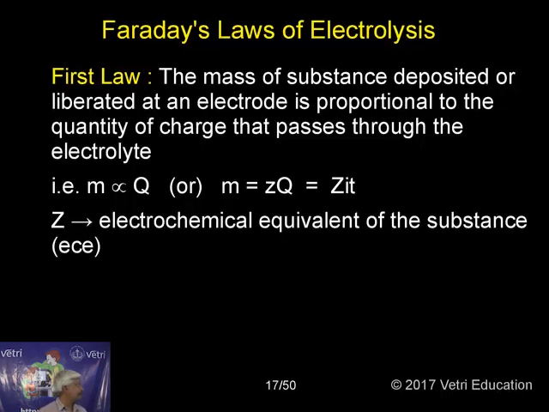That may also be one problem. The first law: the mass of substance deposited or liberated at an electrode is proportional to the quantity of charge that passes through the electrolyte. As I already told you in the experimental part, first you have to clean the negative terminal, dry it, and find the mass of that negative plate. Then it is inserted in the electrolyte again, the switch is on, and the current is passing through the electrolyte.